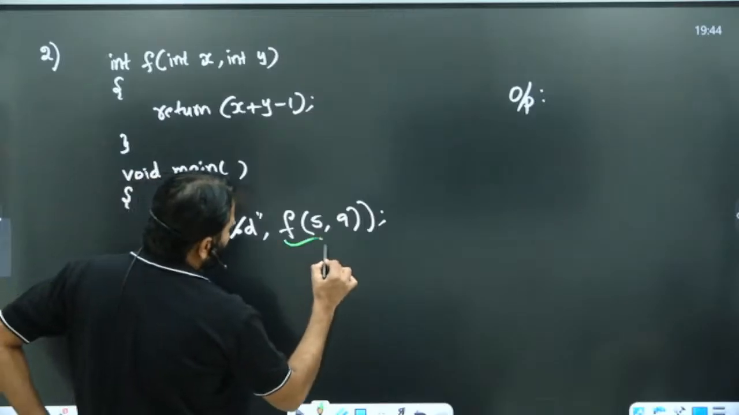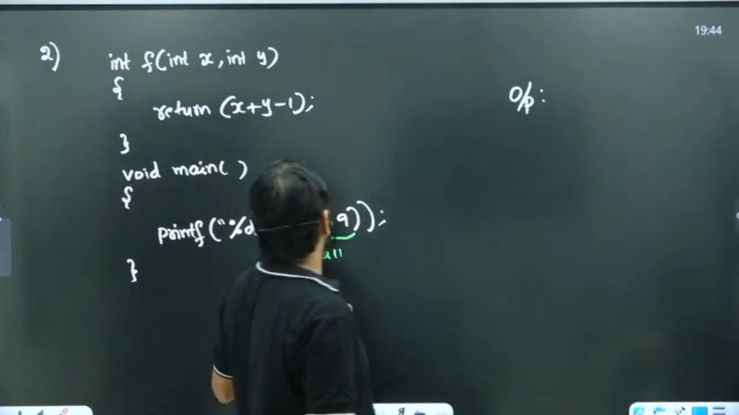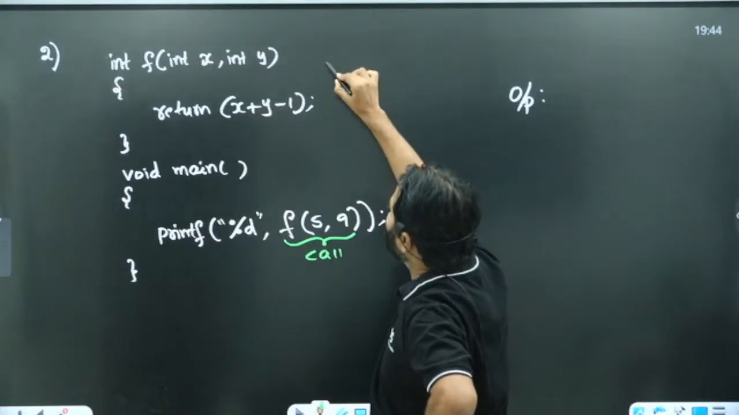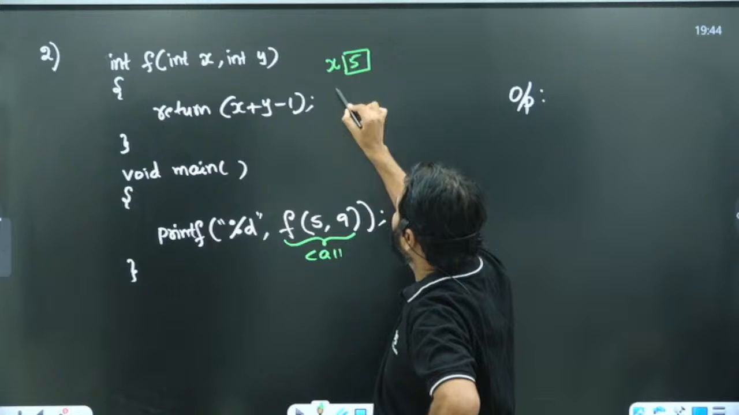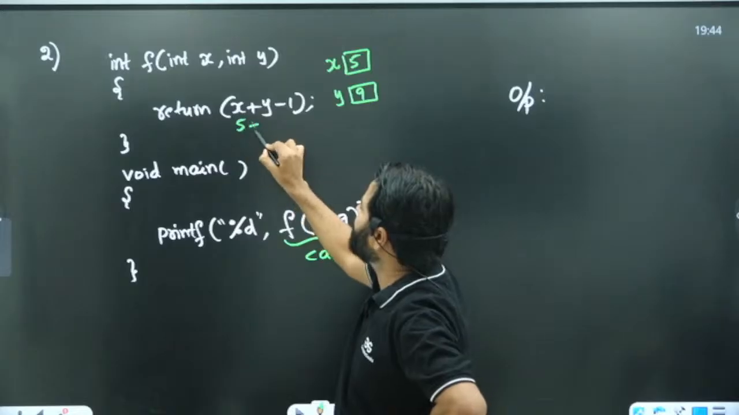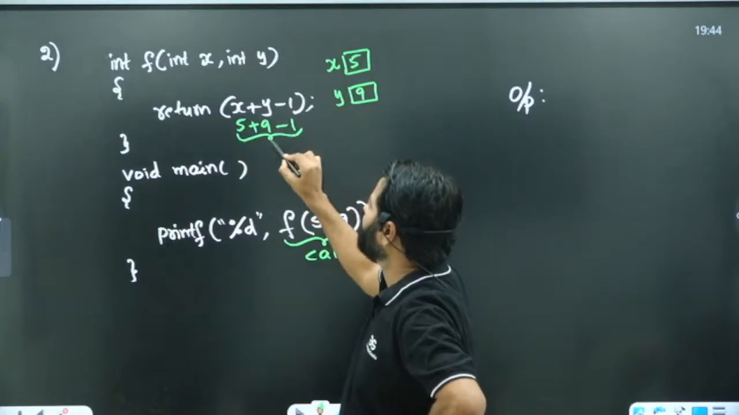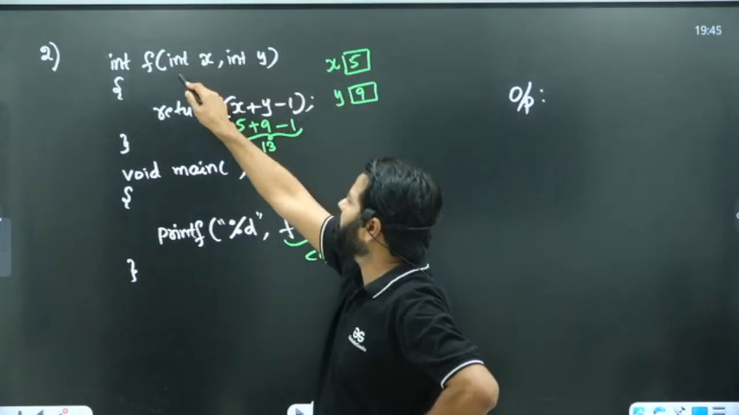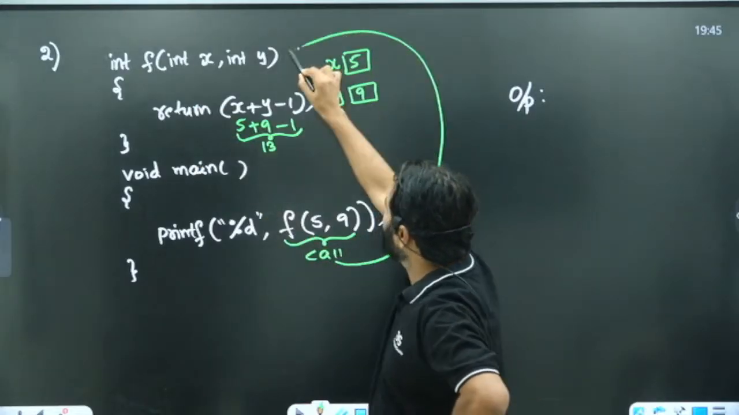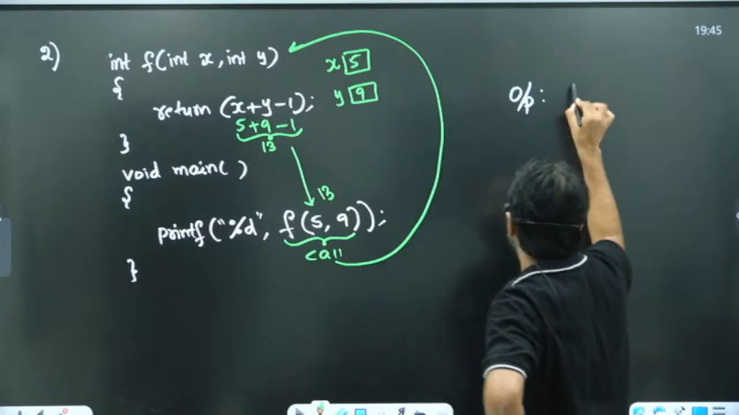So this is called as a function call, right? What happens when you call it? That's tomorrow. That's what we are going to learn. 5 it will copy to x, 9 it will copy to y. So here x will have the 5 and y will have 9. So you are going to send 5 plus 9 minus 1, which is nothing but 13, right? And 13 will return from here. So it will catch here 13. When you call, and what it returns? It returns 13. So the 13 will be printed as an output.